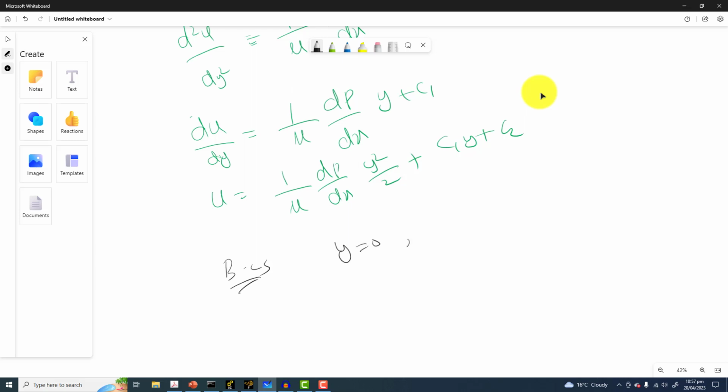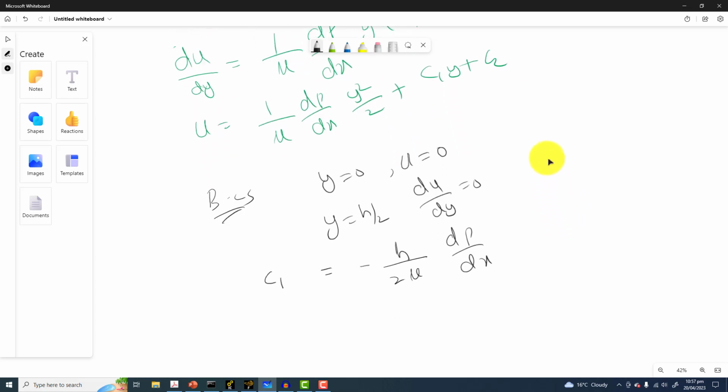And the boundary conditions would be that at y is equal to 0, u is equal to 0, and at y is equal to h by 2, du by dy is equal to 0. So from this equation we can find out that du by dy is equal to 0 at y is equal to h by 2. So I can write down that c1 is equal to minus 1 upon 2 mu, and h can be in the numerator, dp by dx. Okay, so we found out the value of c1.